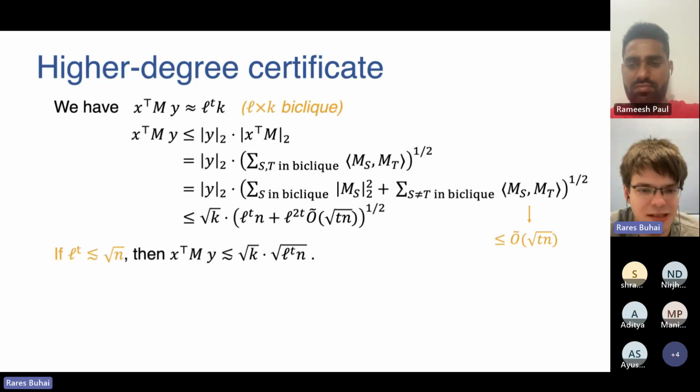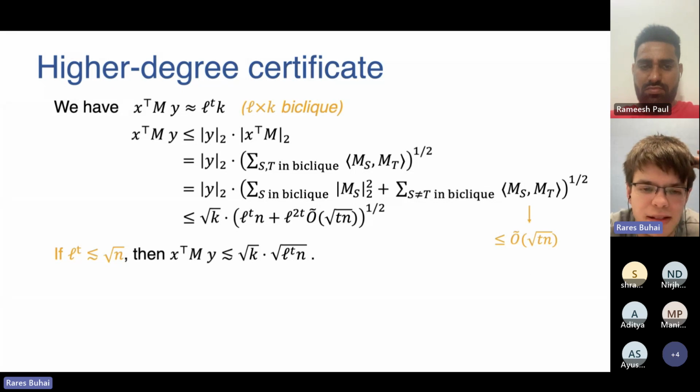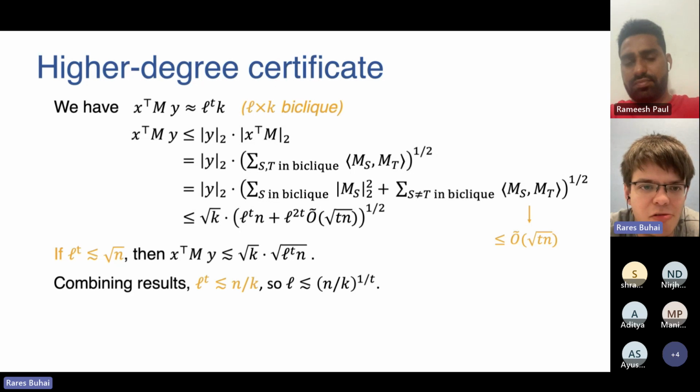I'm going to do something and then justify it. Let's assume that L to the t is actually smaller than root n. Then the first term in this sum will dominate. So then X transpose M Y is at most root k times root of L to the t times n. If we combine this with the equality that we have, then L to the t is at most n over k. So L is at most (n over k) to the 1 over t.